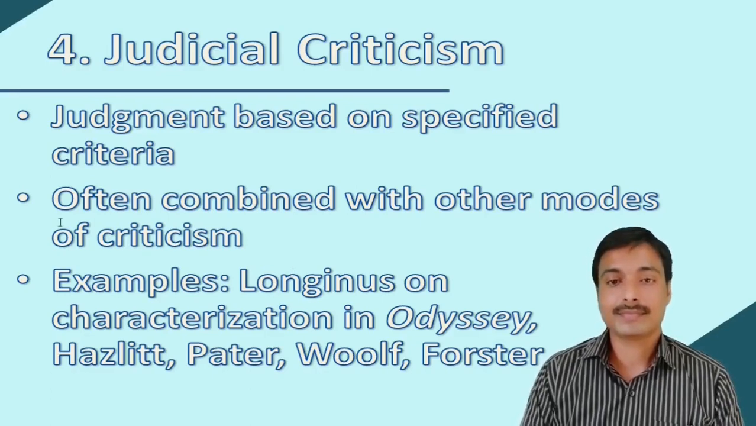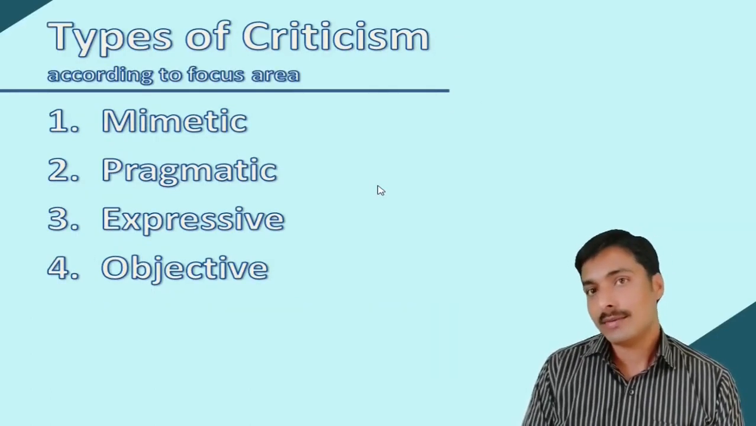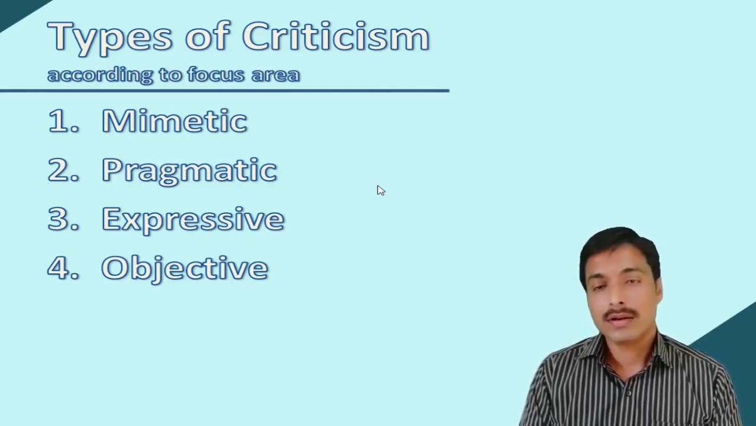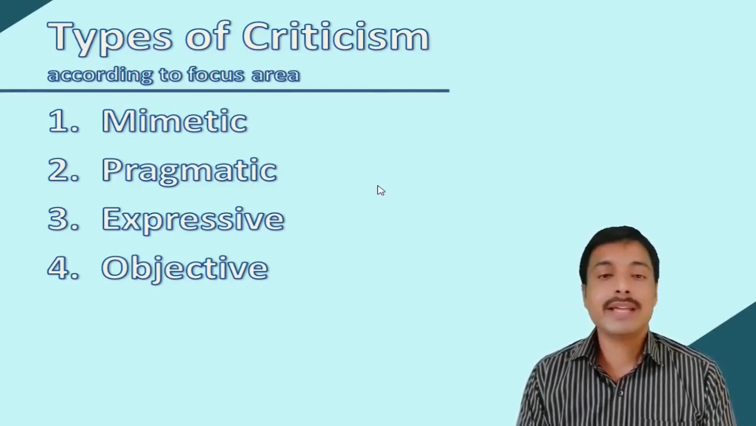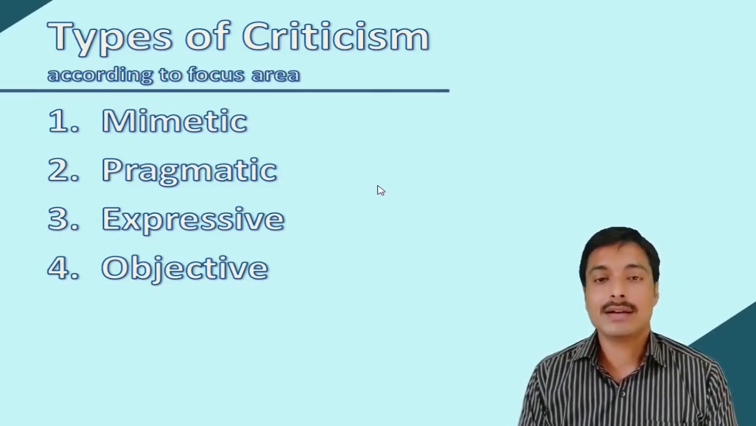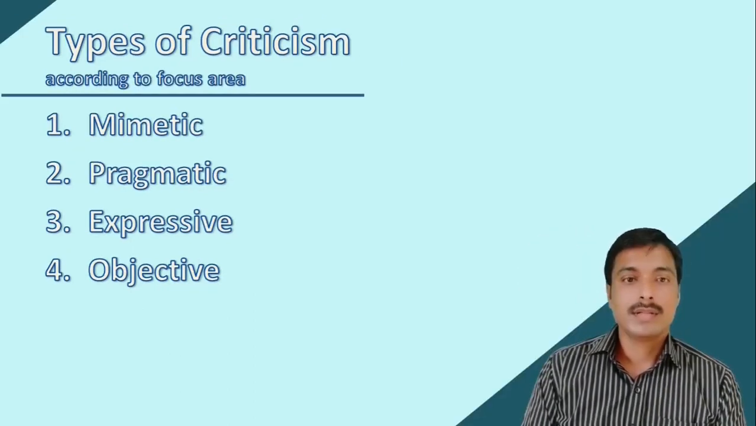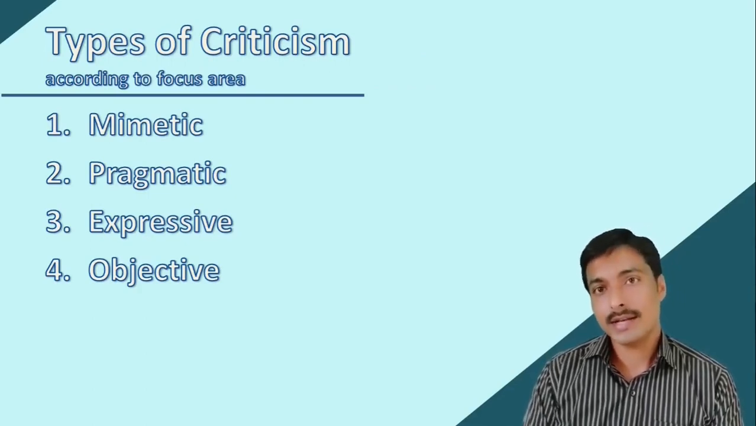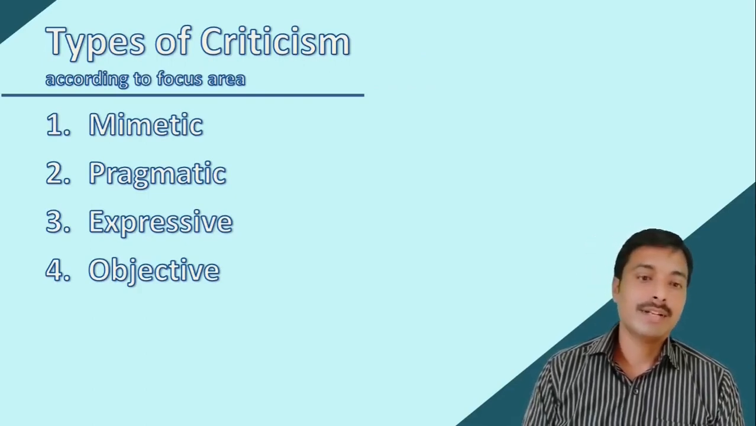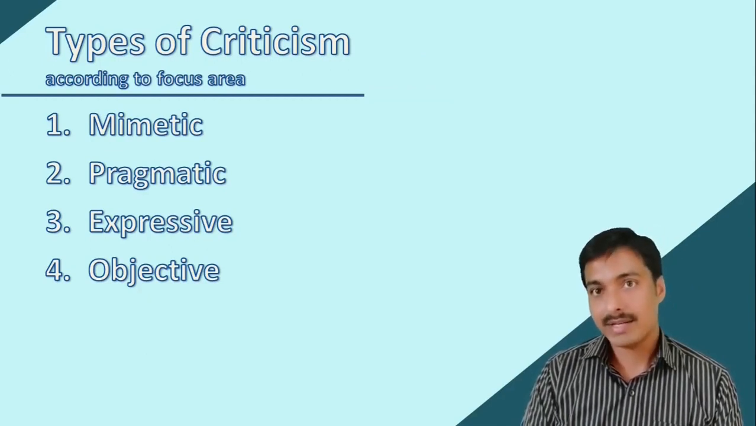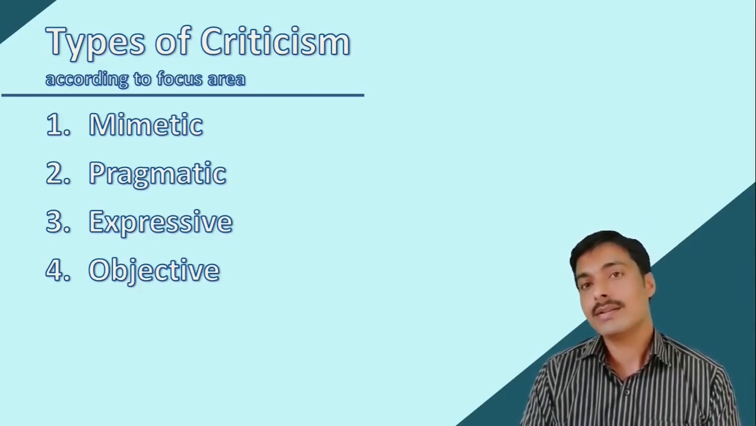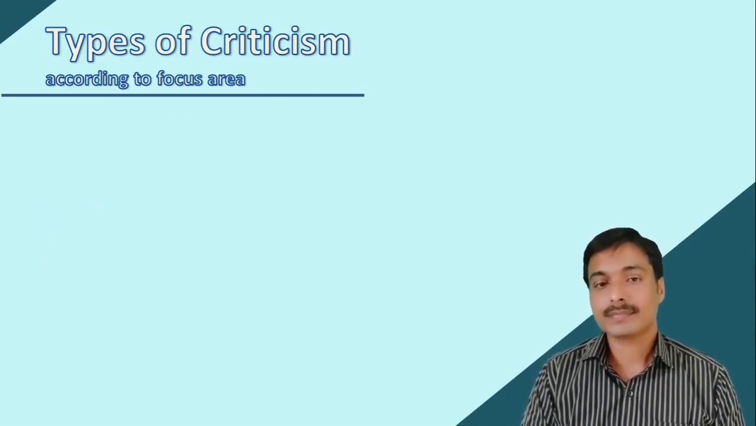literature. There are 4 more types of literary criticism, but the criteria for making this distinction are different. So these are 4 types of criticism according to focus area. First one is mimetic criticism, second one is pragmatic, third one is expressive criticism, and fourth one is objective criticism.